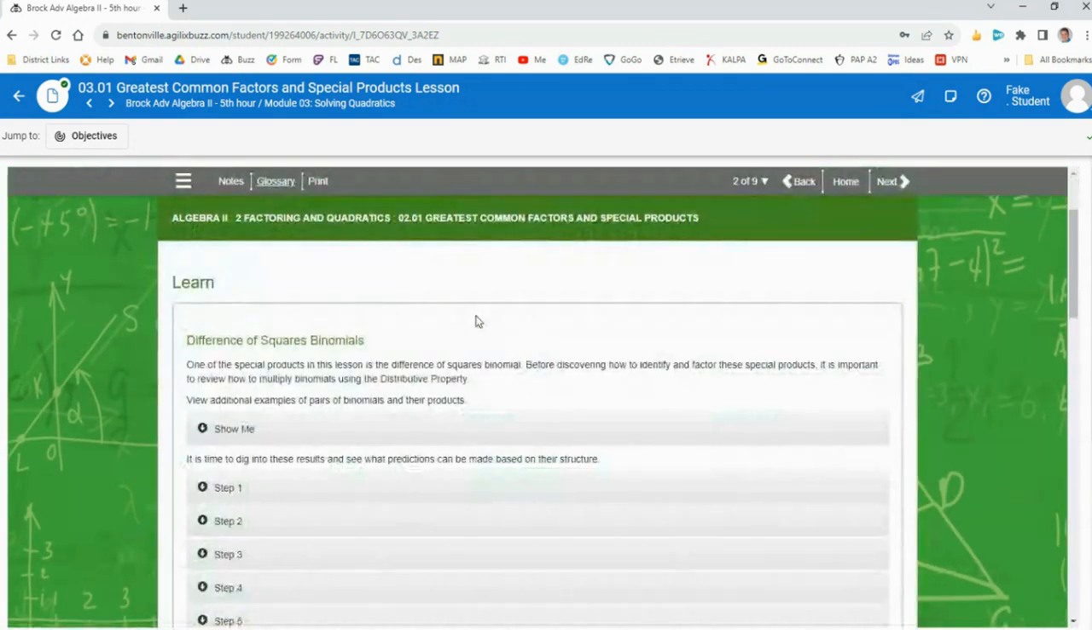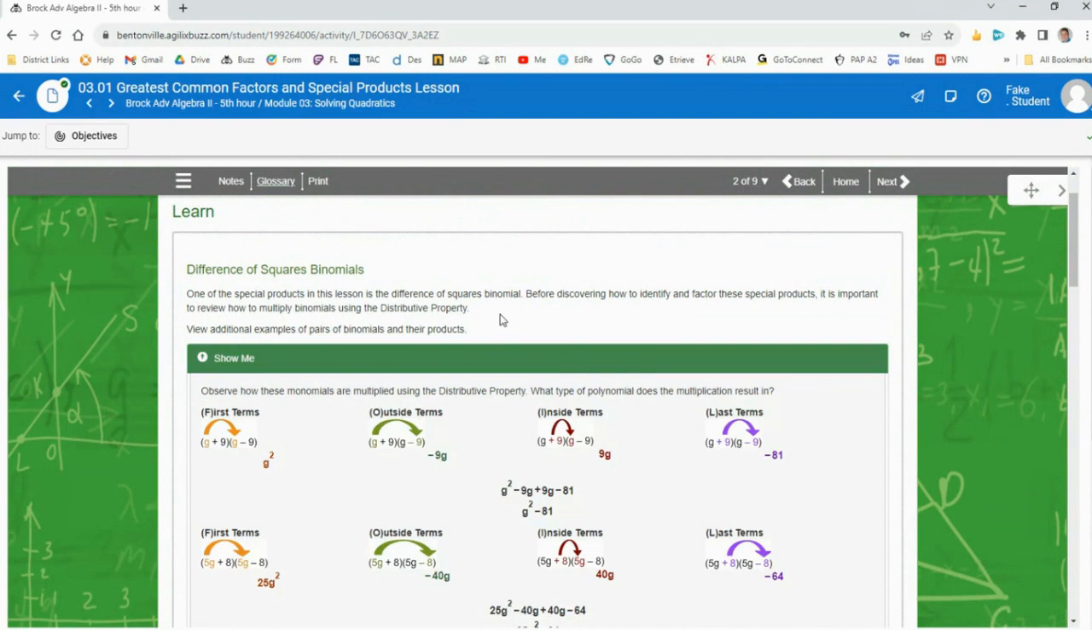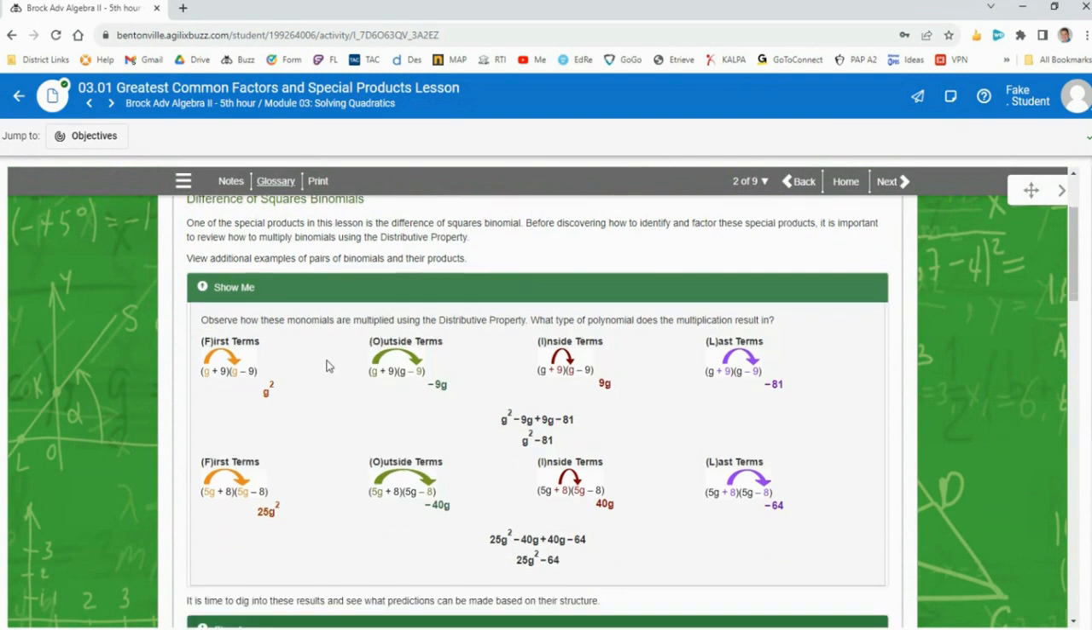And special product. All right, here's a special thing. Difference of squares binomial. This is going to be something that we got to look for. Okay, let's observe how these monomials are multiplied using the distributive property. So let's do these on paper just to see what they're trying to show us. G plus 9 times G minus 9. And then we're also doing 5G plus 8 and 5G minus 8.